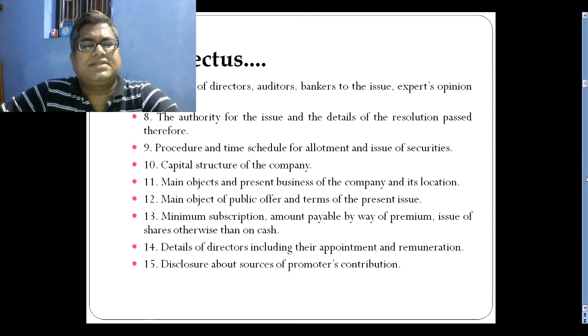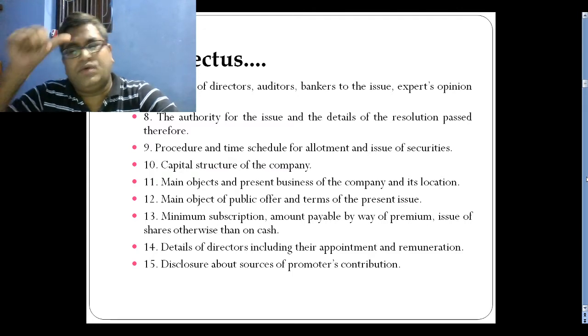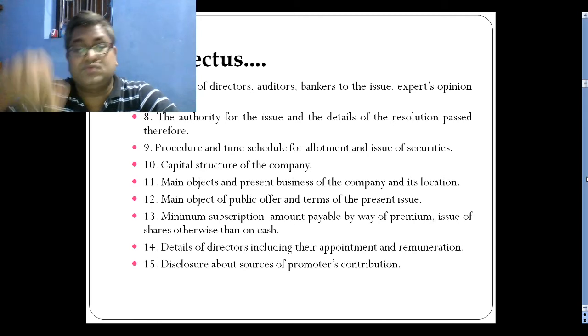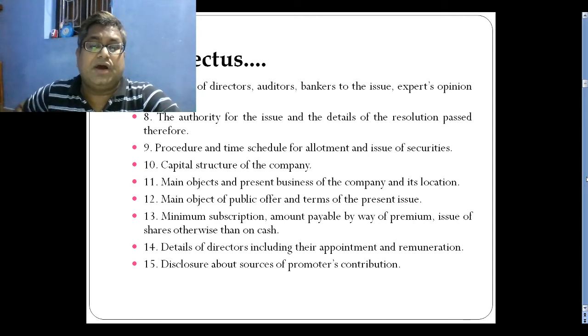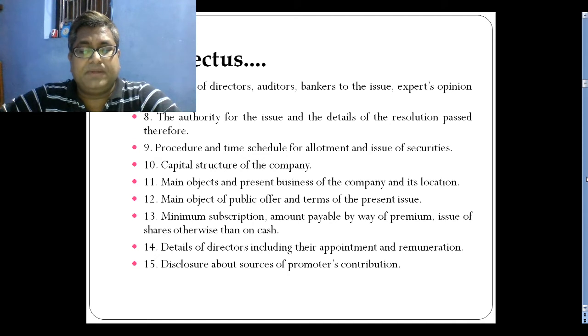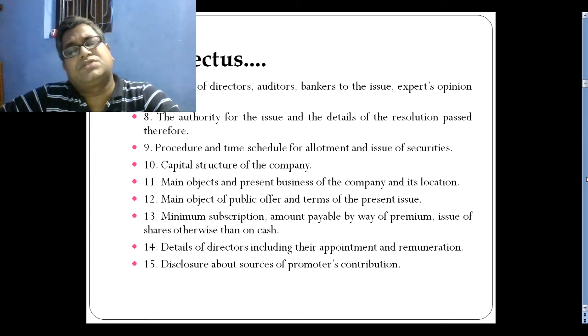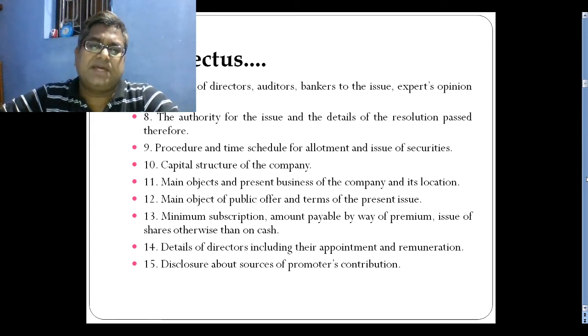And there are minimum subscriptions, any premium or discount on the issue of shares, details of directors including appointments, remuneration, and disclosure of the promoters' contributions. These are some of the important items required, a brief reflection of a particular company in a particular document. That document is called a prospectus.